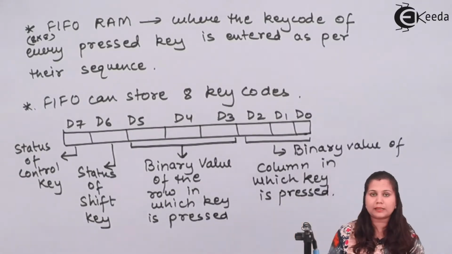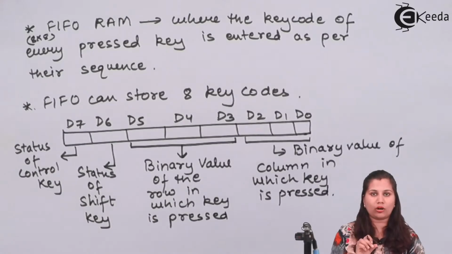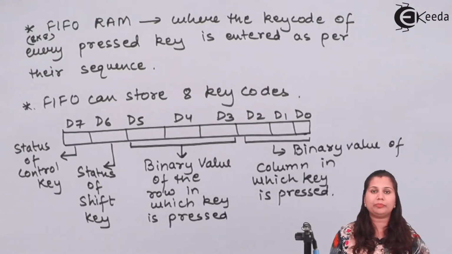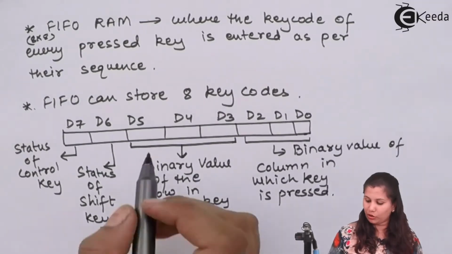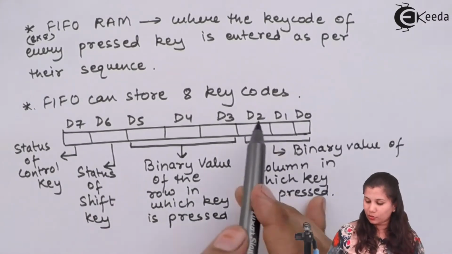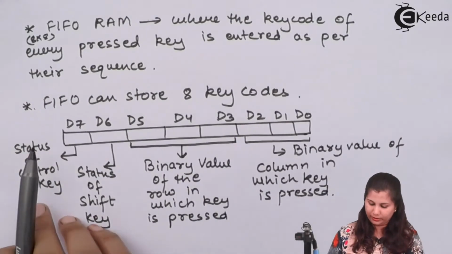So in this way, the CPU will get to know that it has to go in this row and in this column, and the information of that key will be transferred to the CPU along with the status of the shift and the control key. So this whole information will be stored in the FIFO RAM. Okay.